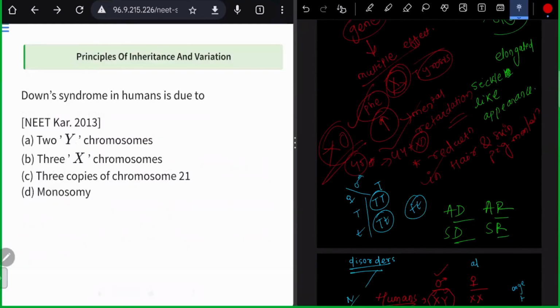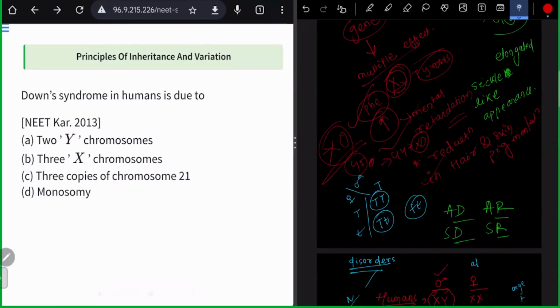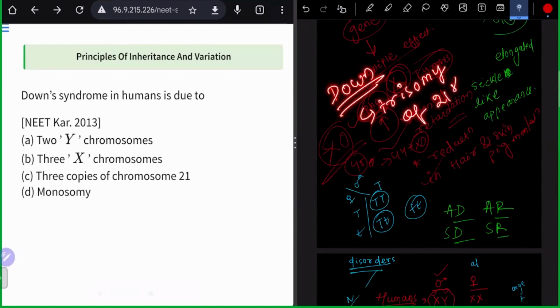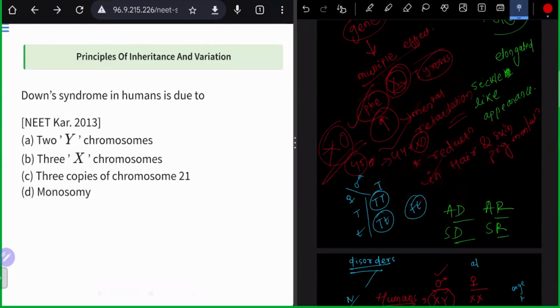Next question. Again, a repeated question. Down syndrome is due to monosomy. Okay, it is written Down syndrome, not Turner syndrome. Down syndrome means trisomy of the 21st chromosome. In Turner syndrome, it is monosomy, that means 45 with XO. Here, Down syndrome means 3 copies of chromosome 21 are present.